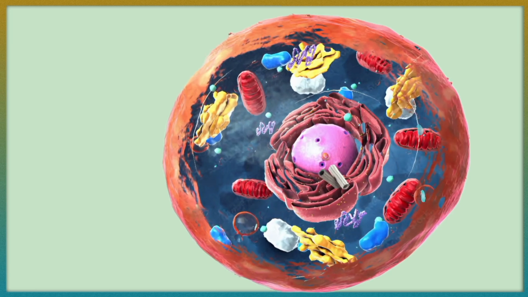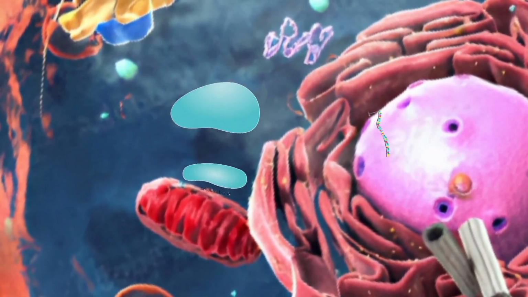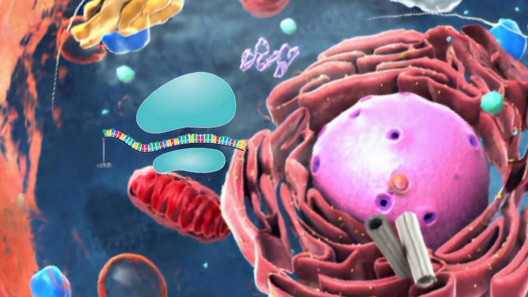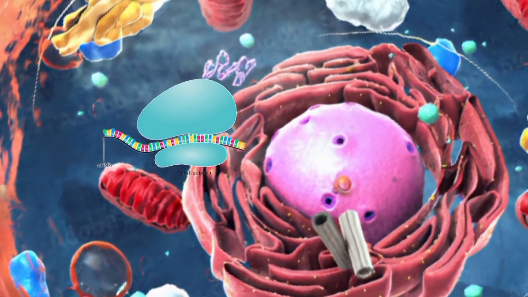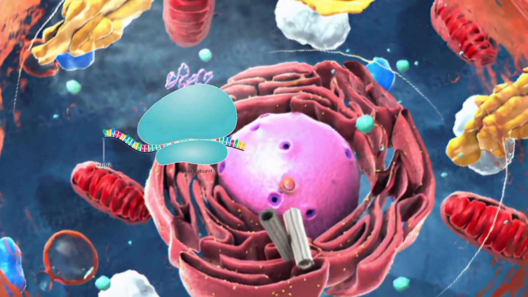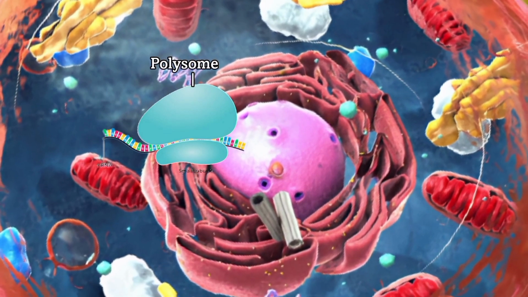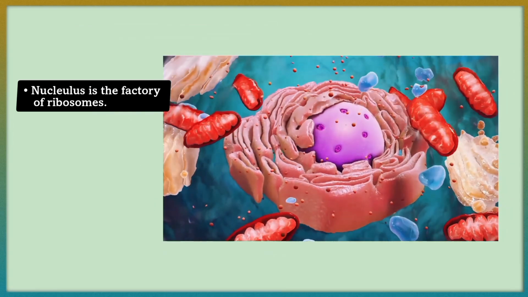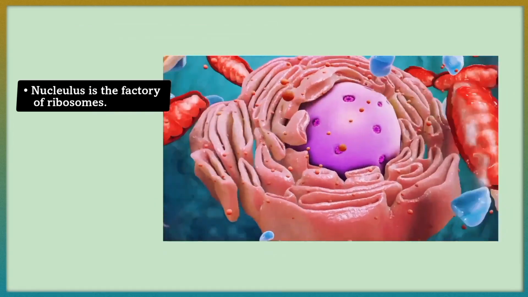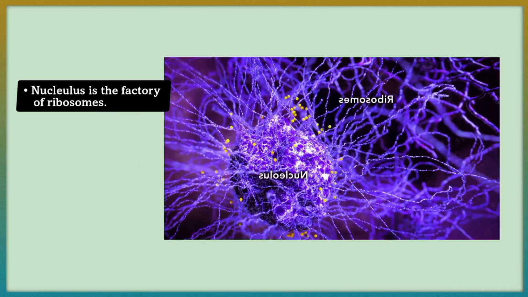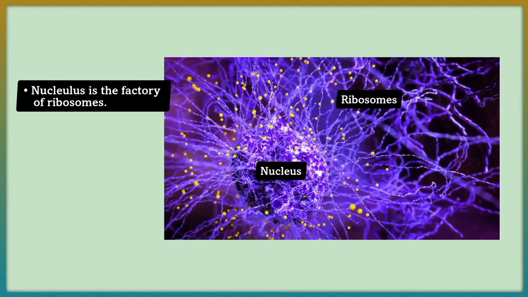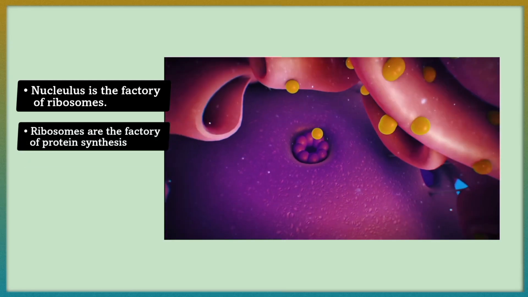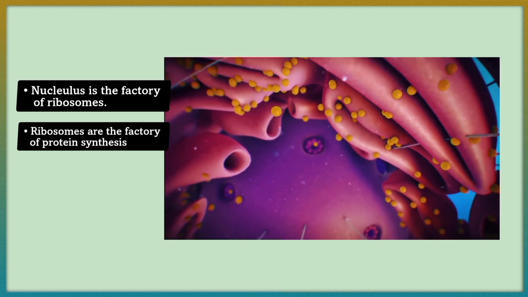The ribosomes are attached to messenger RNA through the small ribosomal subunit. A group of ribosomes attached to mRNA is known as polysome. New ribosomes are assembled in the nucleolus of the nucleus, from where they are transported to the cytoplasm via the pores in the nuclear membrane. The factory of ribosome is the nucleolus, while that of protein synthesis is the ribosomes.